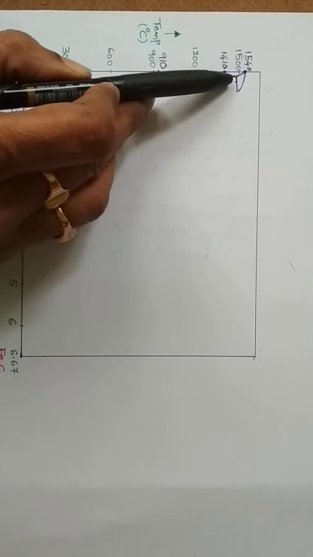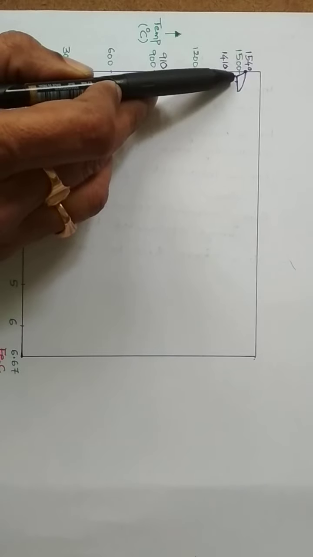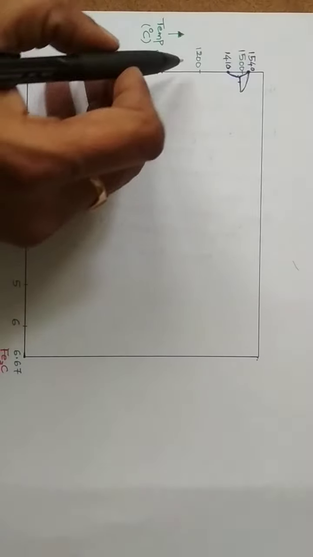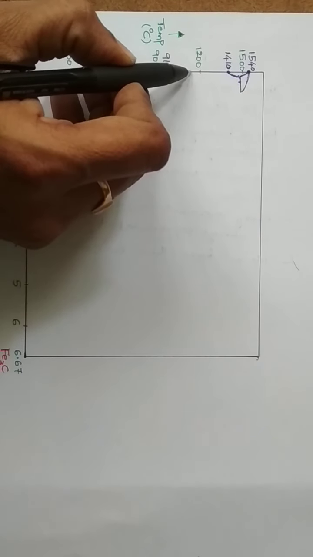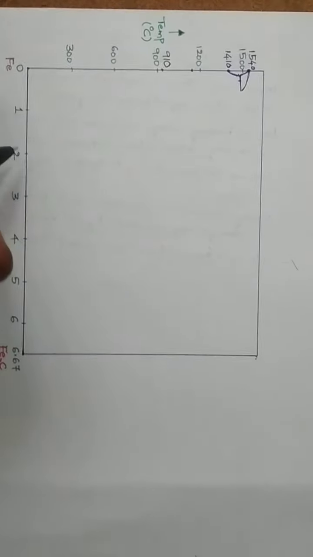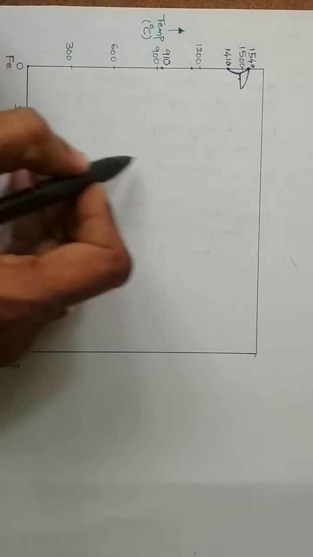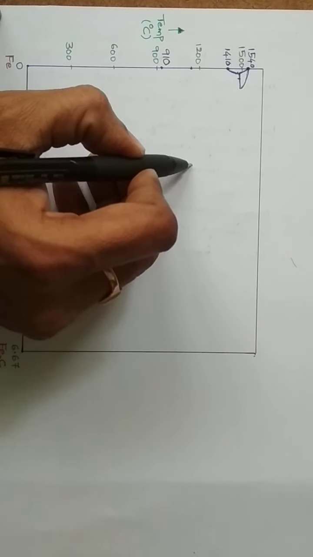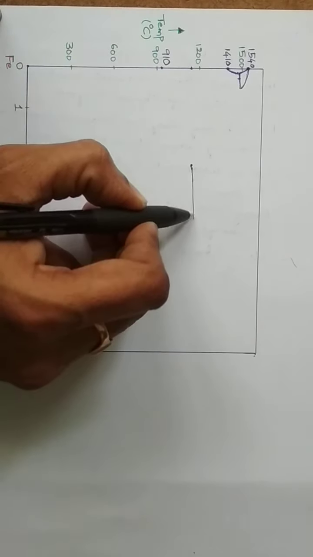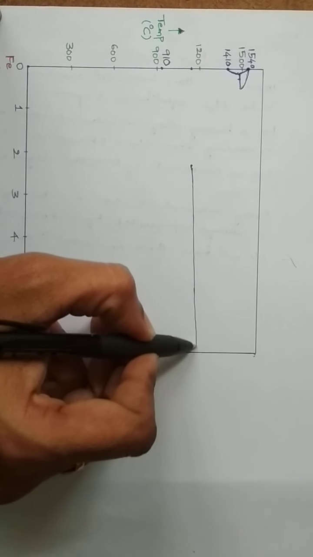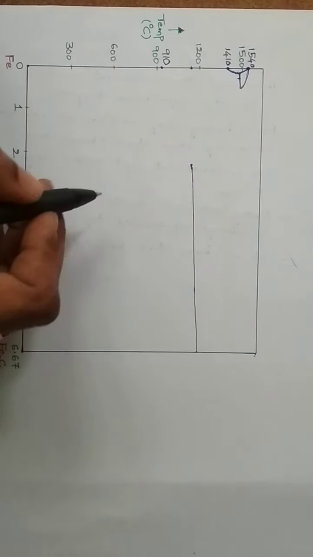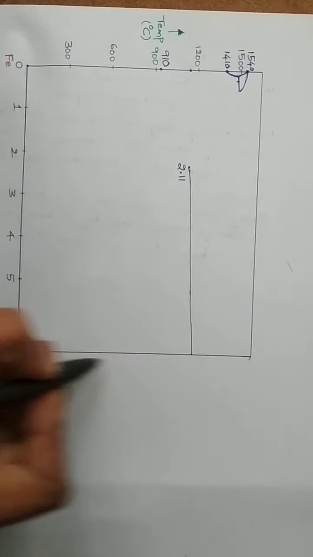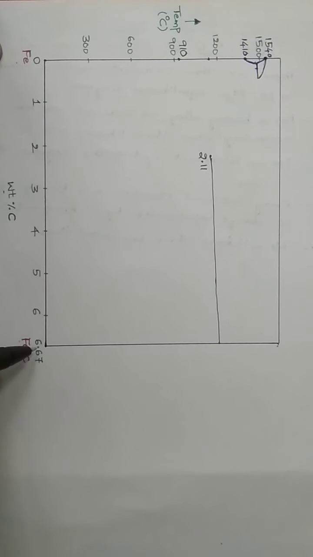So the first invariant reaction takes place at 1494. Now the second invariant reaction takes place at 1150. This is like 1150, and the line starts from 2% to 6.67% carbon. This is the second invariant reaction. Here the percentage of carbon is 2.11, and here it is 6.67.